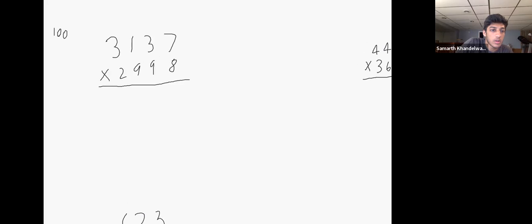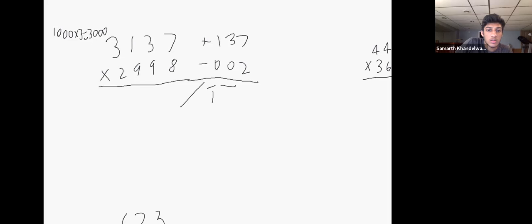1,000 times 3 equals 3,000, right? So if our base is 3,000, then this is plus 137, and this is minus 2. Multiply these, you get minus 1, minus 7, minus 4. This minus 2 is 3,135, and it's going to be equal to this plus this.